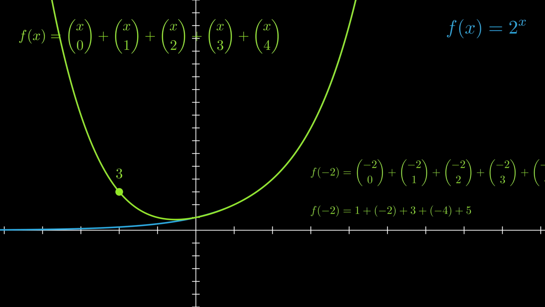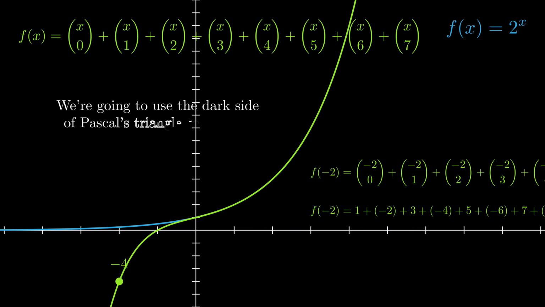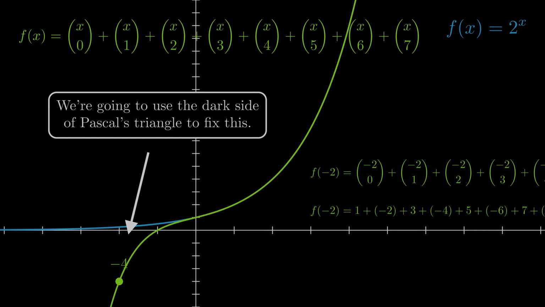But don't worry, by embracing the dark side and flipping Pascal's triangle, we will eventually find ways to get around this. For now, the question is, if 2 to the n can be written as an infinite sum, could we do this with any other functions?